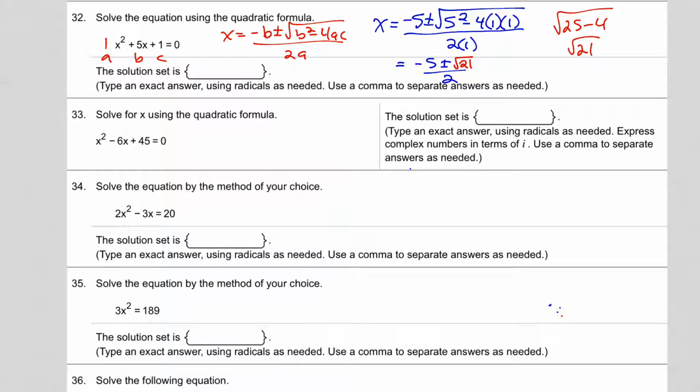So you need 2 answers for your solution set. That's going to be the negative version and the positive version in the middle. Okay.